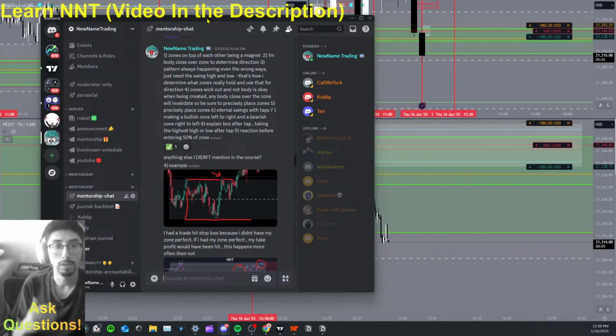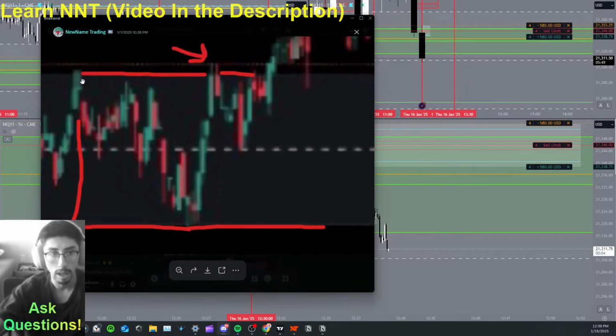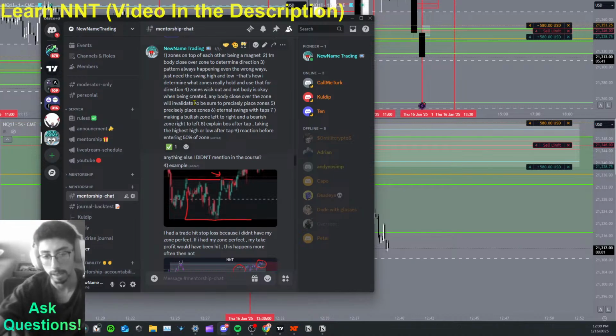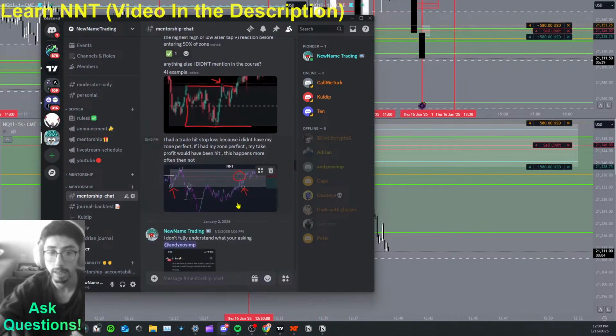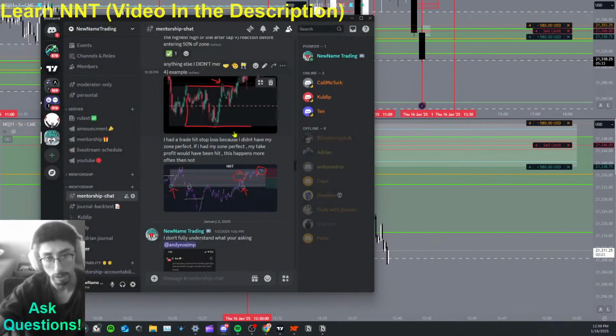Number 4, zones wick out and not body is okay when being created. So example, this picture, it's really hard to see and it might be all blurry, but when you're making the zone and we wick out, it's okay. You can still make the zone. But if it's a body over it, then you can't. And you need to make sure you precisely place your zones, because we can miss our stop loss just by a tick. So you need to make sure you precisely place your zones.